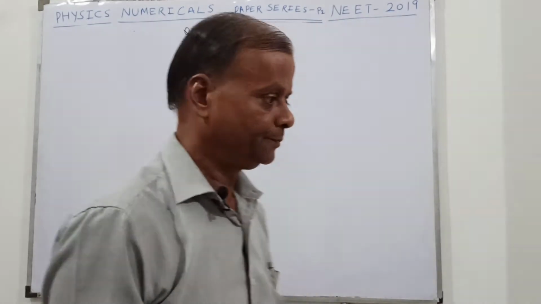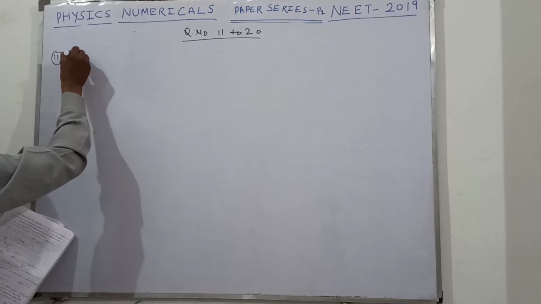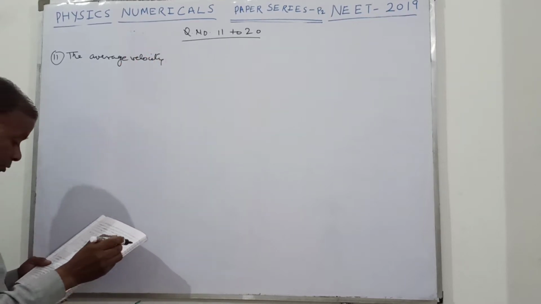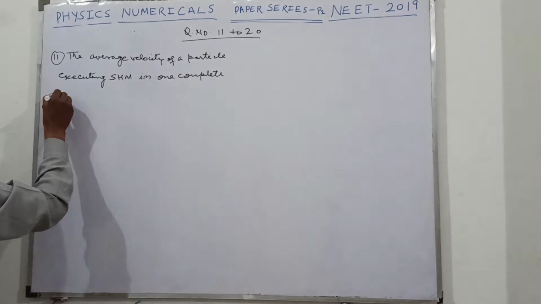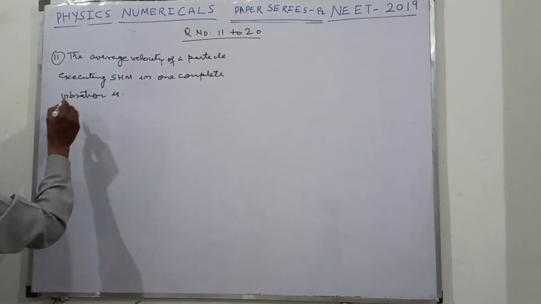So now question number 11. The average velocity of a particle executing SHM in one complete vibration is. Now options.